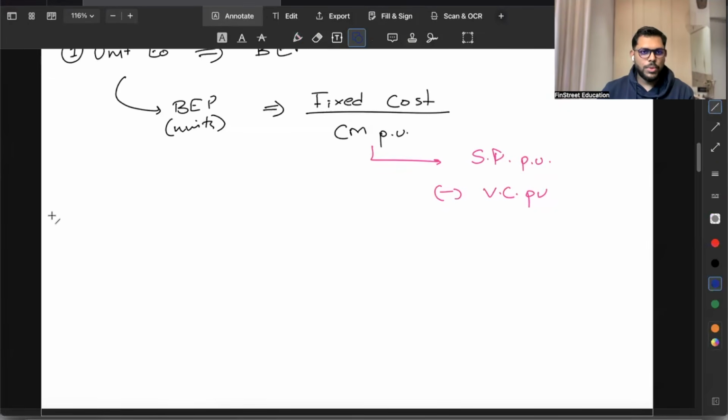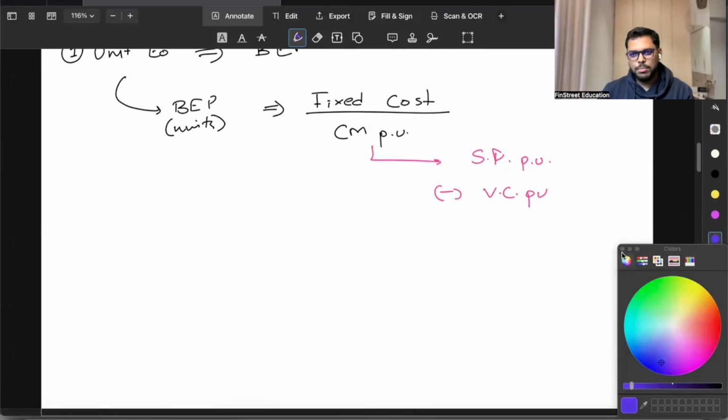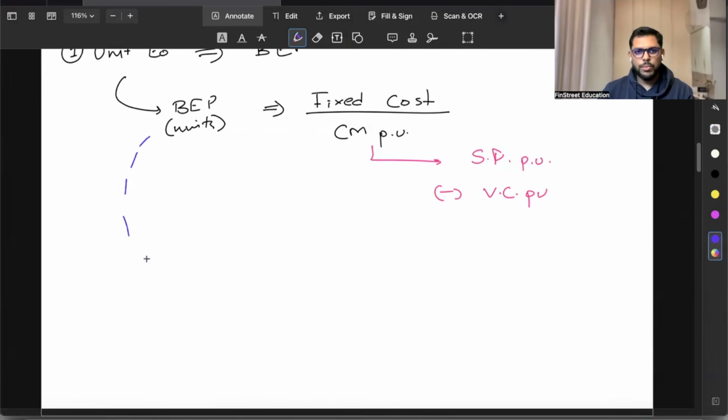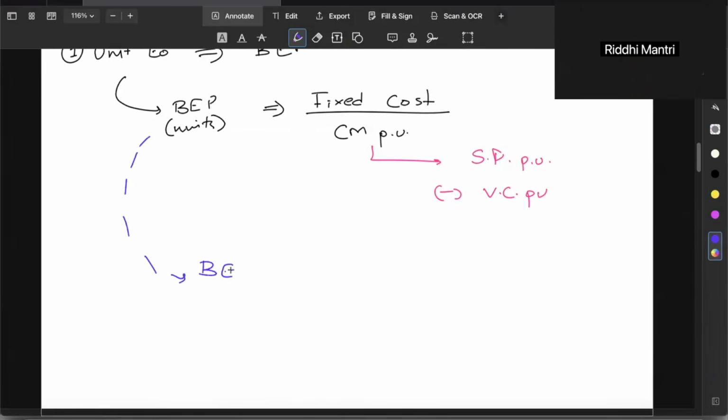First formula is clear. Just to extend this, if the question asks BEP in terms of revenue, what formula do we have? Fixed cost upon contribution margin ratio. That's good.